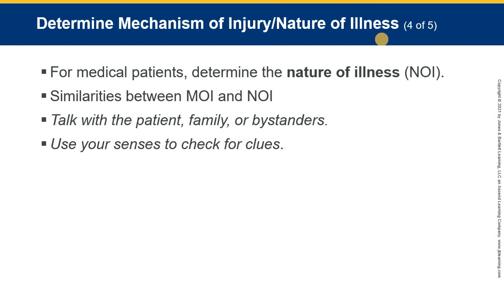Now, the difference between trauma and medical: we're not going to use mechanism of injury, we're going to use nature of illness for medical patients. It's basically going to be what their chief complaint is, what they say is wrong, so it could be things like chest pain or shortness of breath. Always talk with the patient, family, and bystanders on scene who can give you some information, and then use your senses for signs, things that you can see, things that you can smell, things that you notice there on the scene.